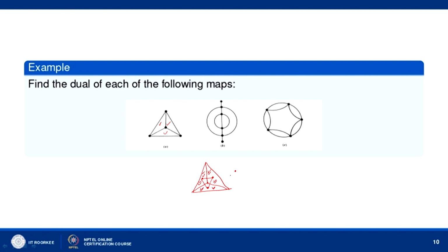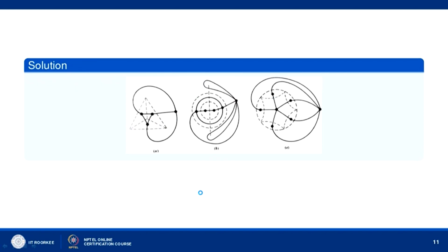Now, this region outside has an edge common with this region. So, we can join this like this, and then we can join this to this one. We can join this to this one. And we have the following graph. See this one, we have this, and then join this to this to this and then this to this.